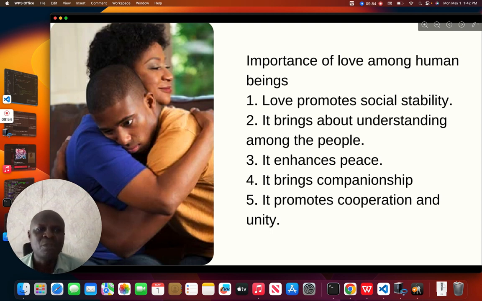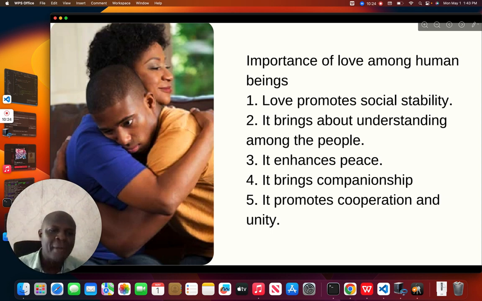It enhances peace. Any society that there is love, what you expect from that society is peace. Any family that love is reigning, you also experience peace. And take note that family is the basic unit of the society. Without a family, there is nothing like society. So peace must reign. So if you truly love, then you must ensure that peace is reigning.